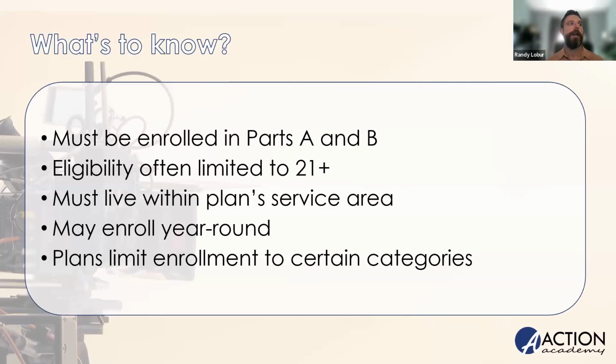We should note that your beneficiaries can enroll in a DSNP year round. So as soon as they're eligible for Medicaid, they can go ahead and do it. They don't have to wait for AEP or MAOEP to make that switch. And plans can and do limit enrollment to certain categories of Medicare savings programs.